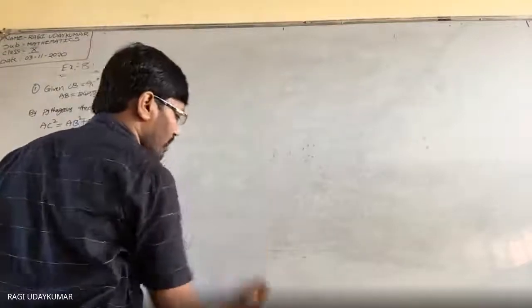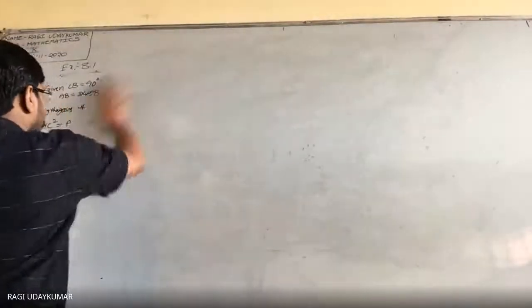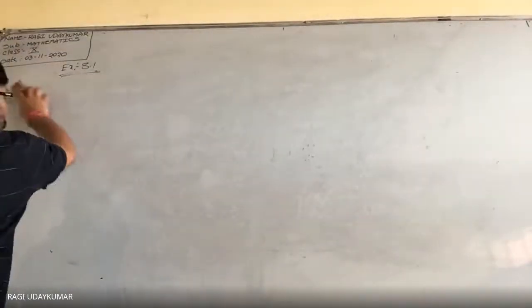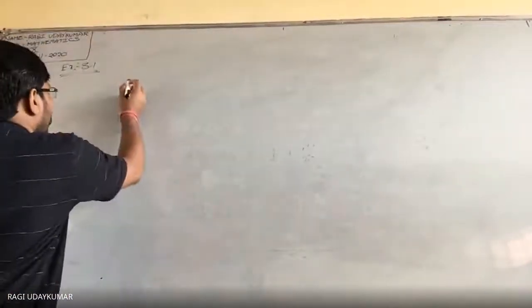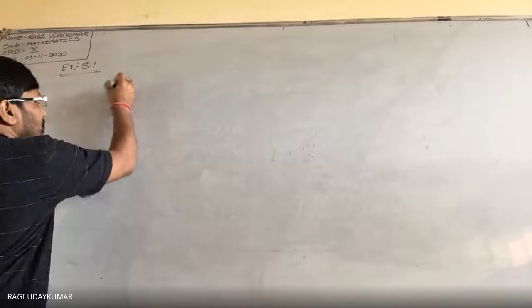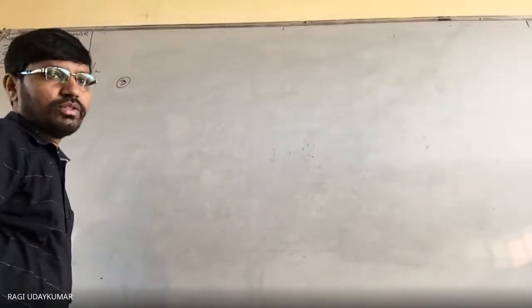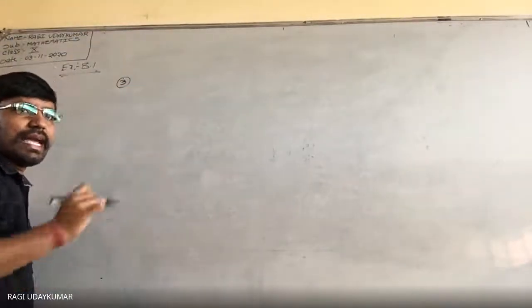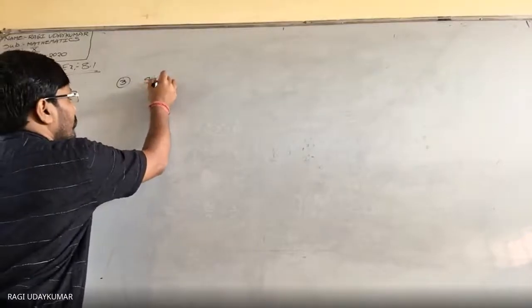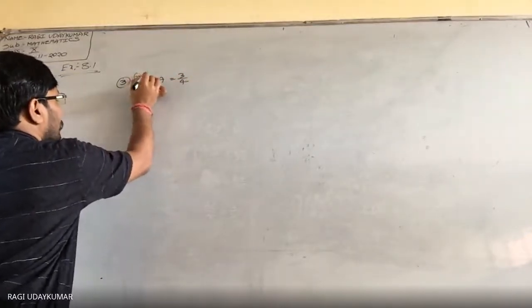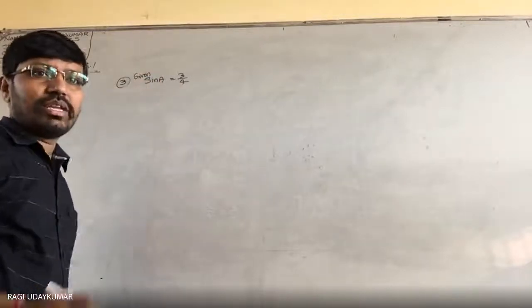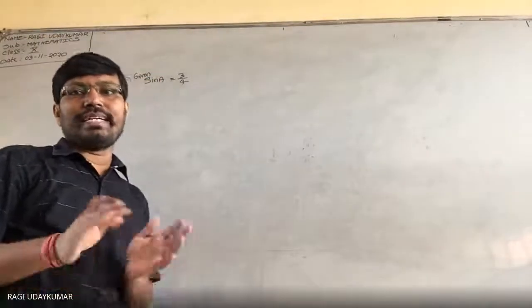So third problem is a little bit different. It is also easy only, not very difficult. Question number 3. What is given here? Sin A is equal to 3 by 4. Given sin A is equal to 3 by 4 and asking you to find out cos A and tan A.